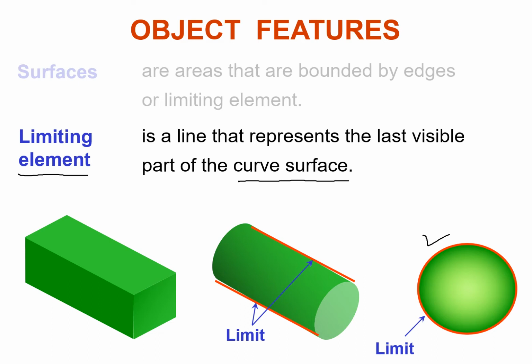In projection techniques, as we already discussed in the lab, we look at the object and its visible surfaces. In the case of cylindrical or circular objects, we bound those visible surfaces by these limiting elements, as you can see right here and right here, these red lines. So these are the limiting elements, and again, limiting elements are used to bound the curved surfaces and represent the last visible part of the curved surface.